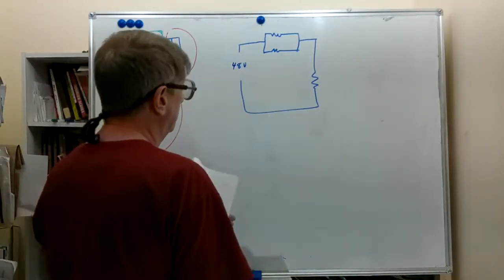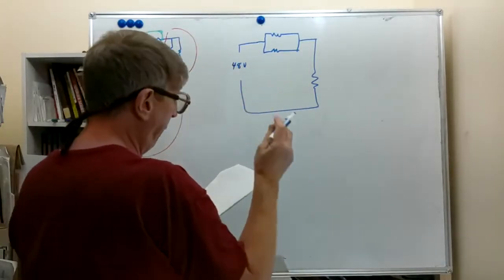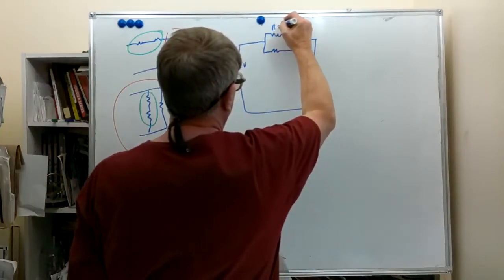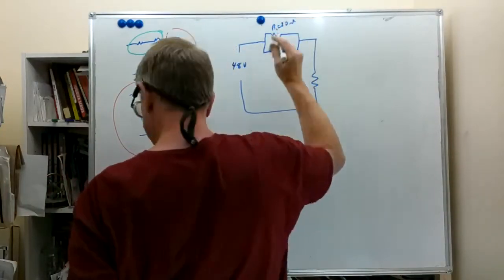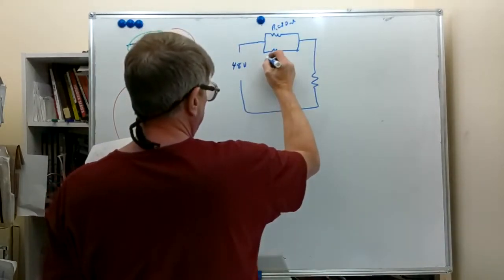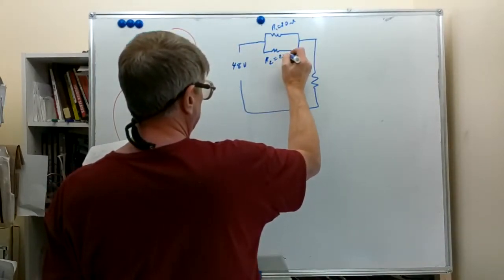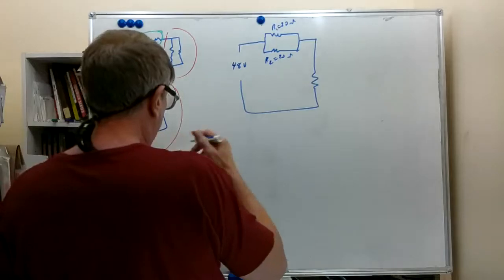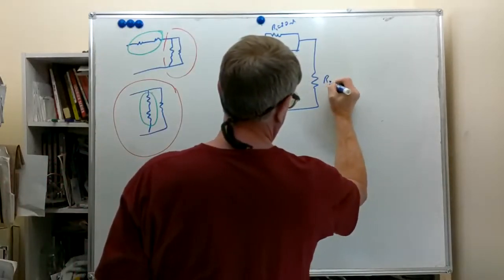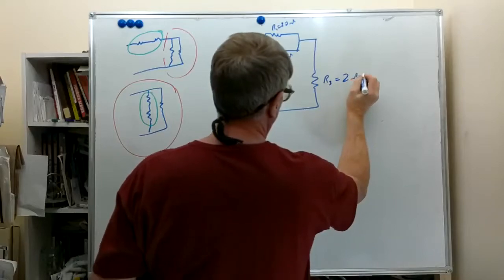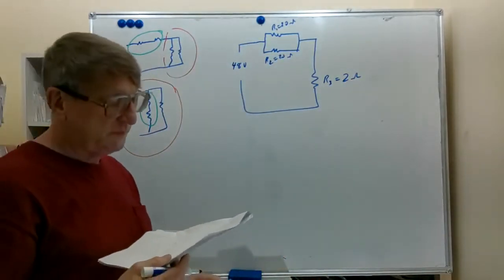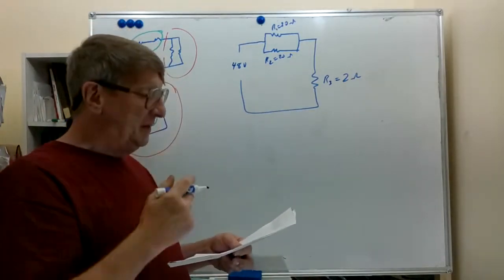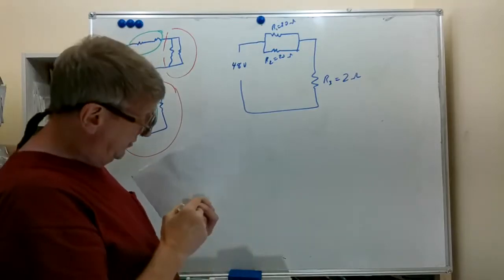So let's put some values on this thing. I'm going to call this R1, 20 ohms. R2 is also going to be 20 ohms. R3 is going to be 2 ohms. So the first thing we probably want to figure out from this is what the total current is. So how would we do that?